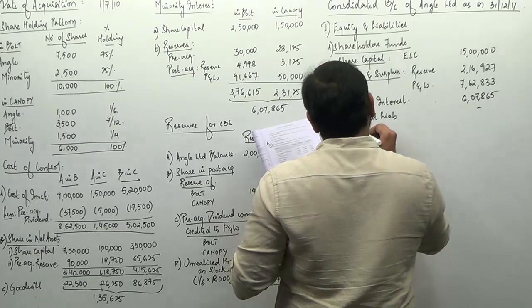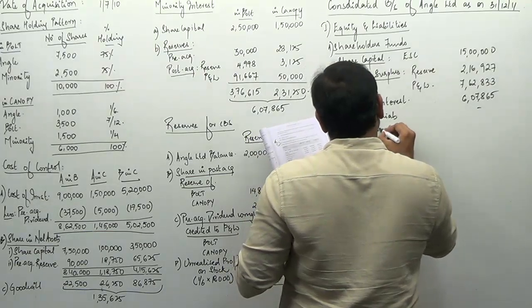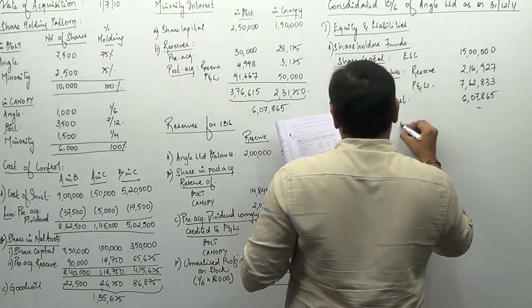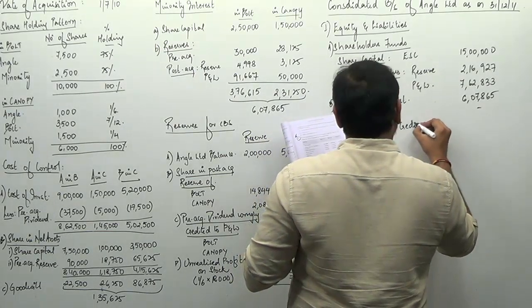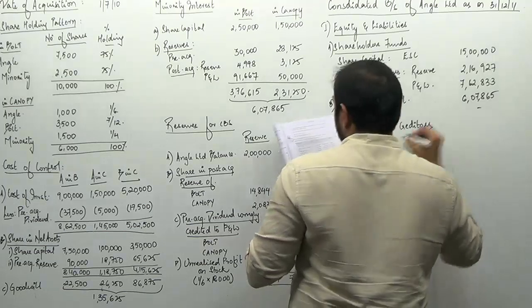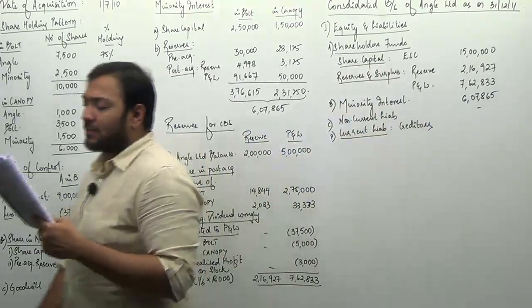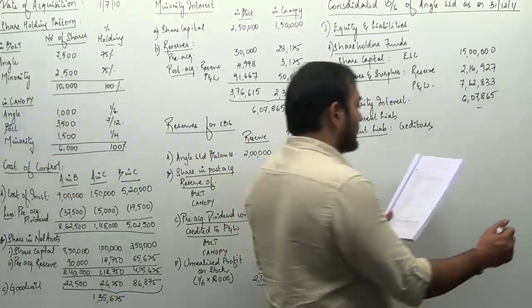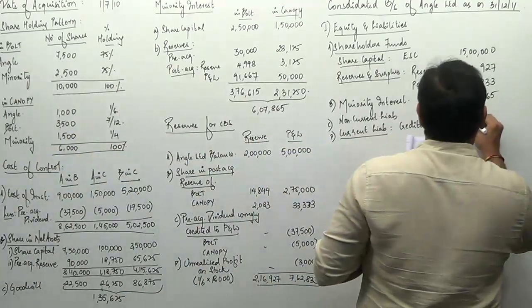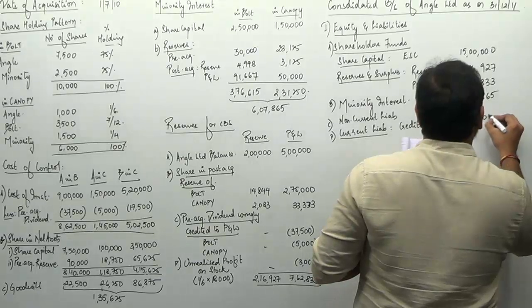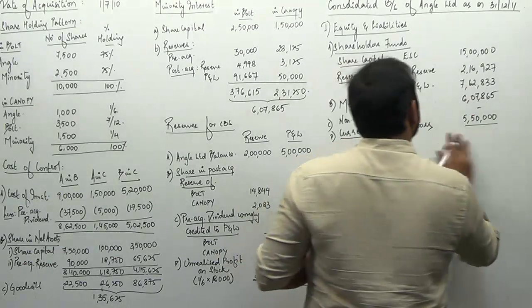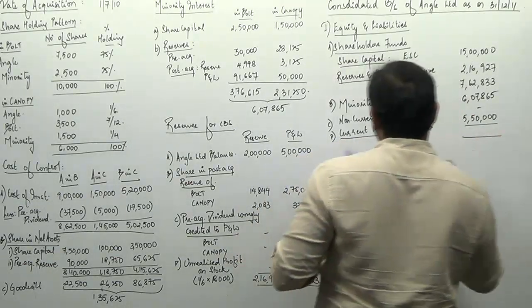Only current liabilities existing. Under current liabilities, I have only creditors. Bills payable got cancelled, guys. Intercompany balances get cancelled. So your creditors total is 5,50,000. That is a balance sheet total for the liability side.